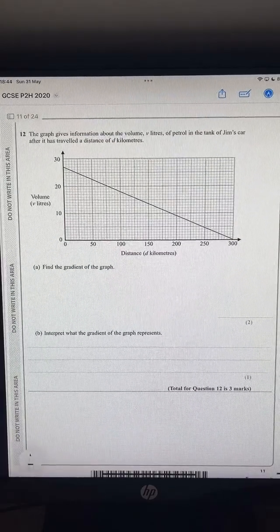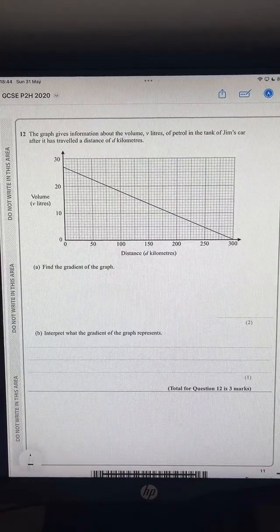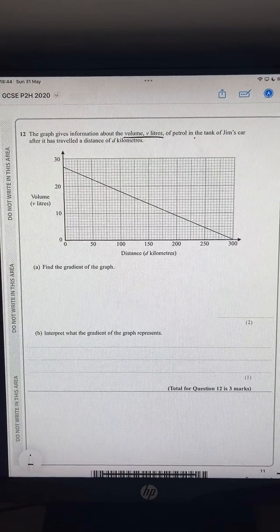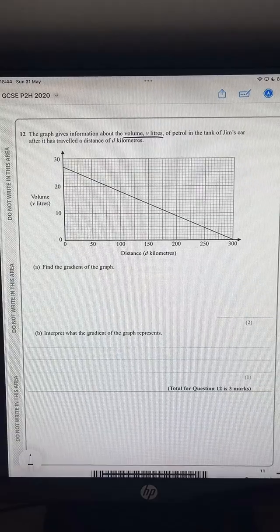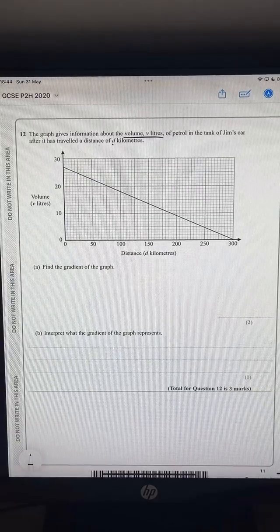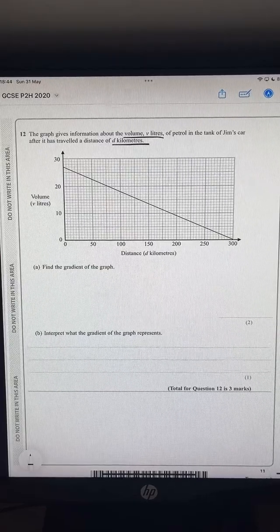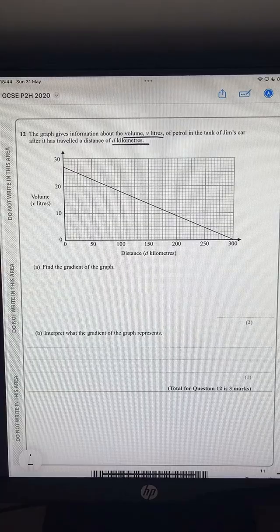Moving on, question 12. The graph gives information about the volume in liters of petrol in the tank of Jim's car after it has traveled a distance of d kilometers. So this is my volume against distance. When you get a question like this, literally just look at the graph first. Just try and understand what the graph is generally before moving on.